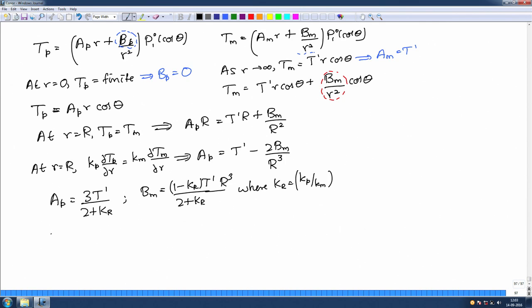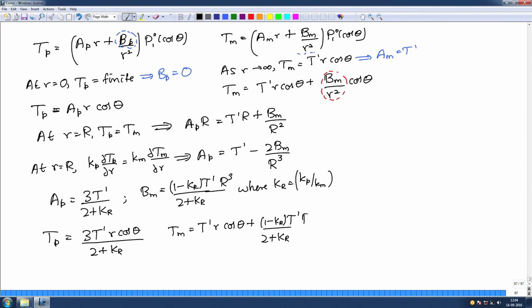And with this, the temperature in the particle becomes T p is equal to 3 T prime r cos theta by 2 plus K r, and the matrix temperature is equal to T prime r cos theta plus 1 minus K r, times T prime by 2 plus K r, into R cube by r square into cos theta.